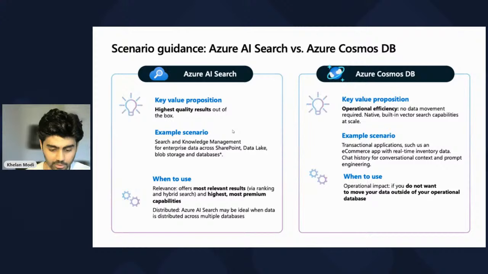AI Search is ideal when your data is distributed across multiple databases, whereas Cosmos DB is really useful when your data is stored in one place. So if you don't want to move your data around outside your operational database, then Cosmos DB is the way for you to go. Again, you can do retrieval using both Azure AI Search and Azure Cosmos DB. It really depends on what you're looking for, how you're trying to build your application, and what the use case for it is.